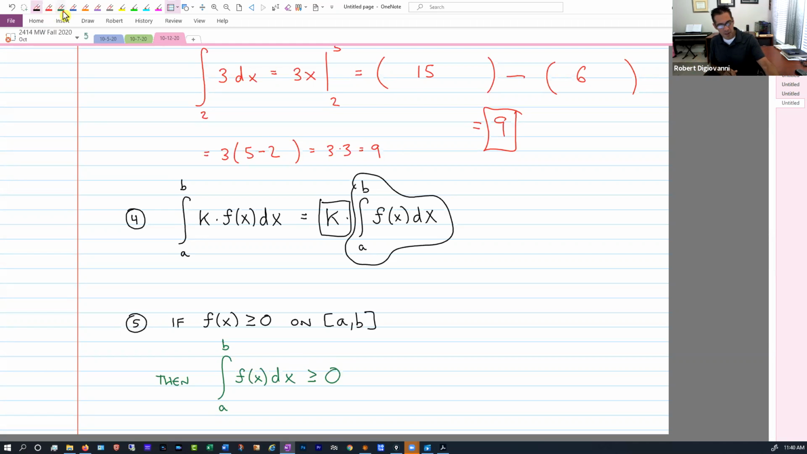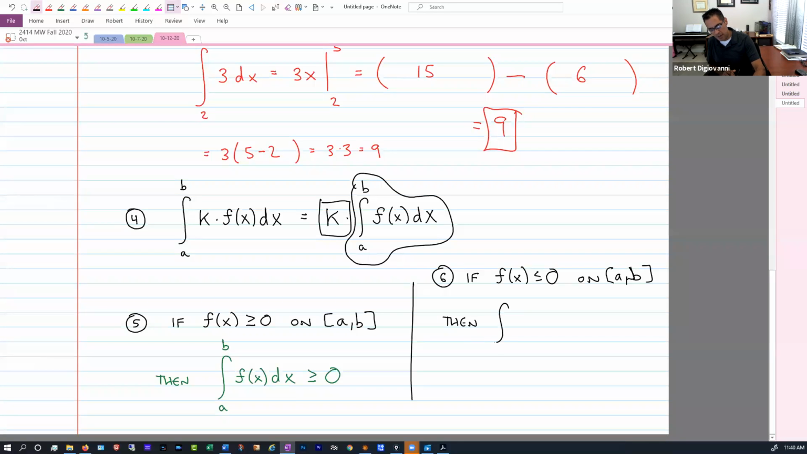And then property 6 is the opposite of this. Property 6 is just if you have a function that's negative or potentially 0 on some interval AB, then of course the integral, the area below that function, should also be negative or possibly 0.